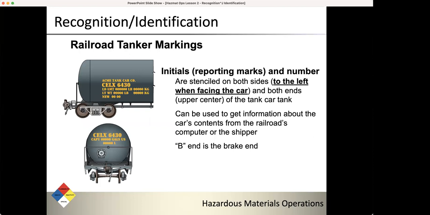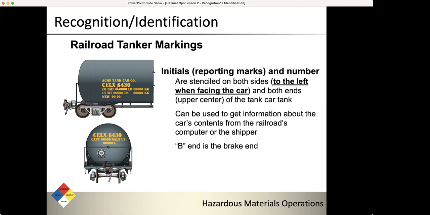All right, railroad tanker markings. So markings on railroad cars. Initials or reporting marks. You'll need to know this. This is bold and underlined. Initials and reporting marks are stenciled on both sides to the left when facing the car. So as you're looking at the car, on the left are what are called the initials or the reporting marks. The CELX 6430 here is a unique identifier for this rail car.